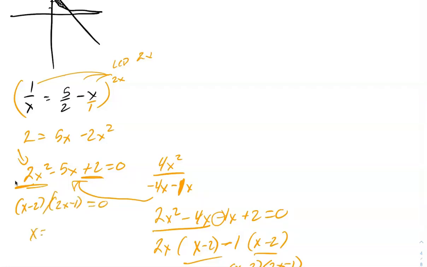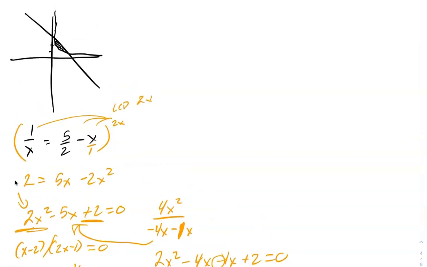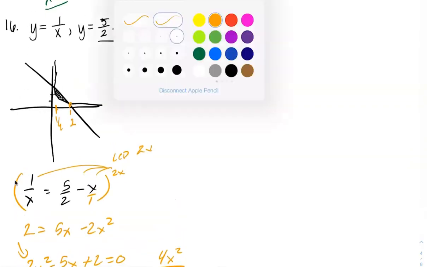Split. X equals 2 and 1/2. So those are my limits. It looks like this is 1/2 and this is 2. Again, we notice we have two functions, so it's going to be a washer method again.